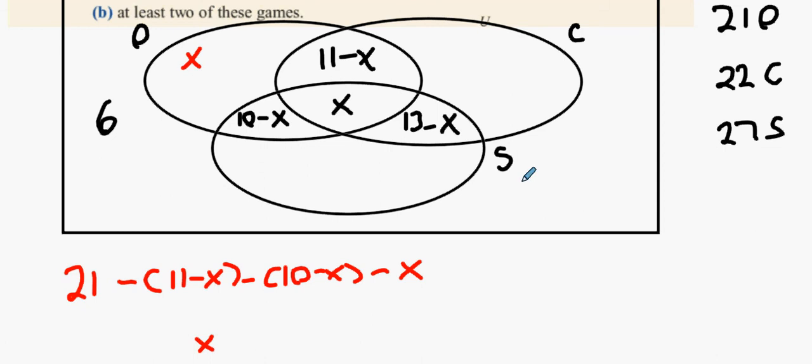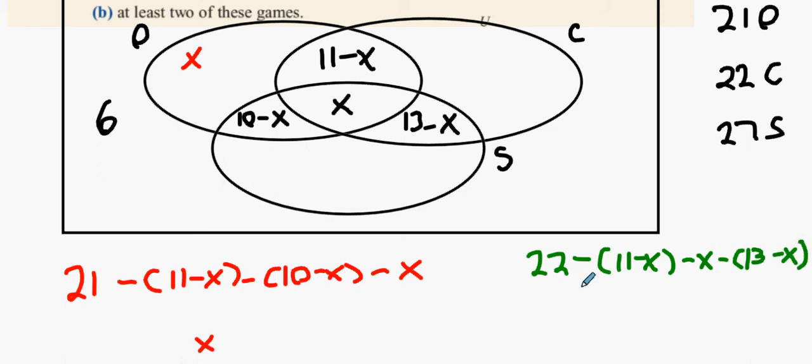We'll do this one here. There is 22 of them. And what you have to do is take away 11 minus X. You got to take away X. And then you got to take away 13 minus X. Now, 22 take away 11 is 11. 11 take away 13 is minus 2. And we get X minus 2 plus X, or X minus 2. Fair enough. That will be the green region.